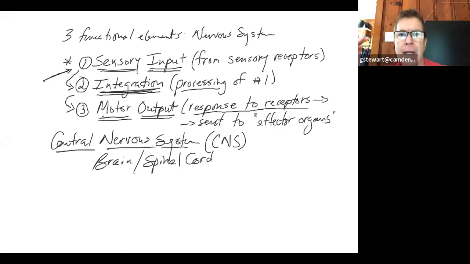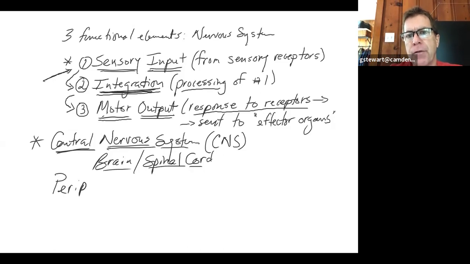So words like integration, processing, control center, all of those things have to do with the central nervous system, the CNS. So it interprets incoming sensory information and then dictates some sort of motor output. These are anatomical terms. Central nervous system just refers to brain and spinal cord. I just added the functional elements of that.